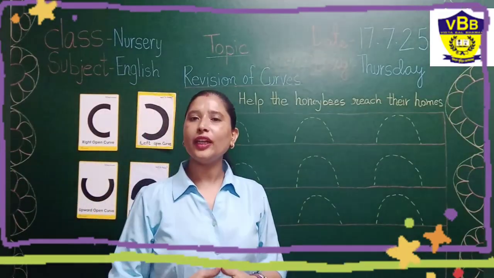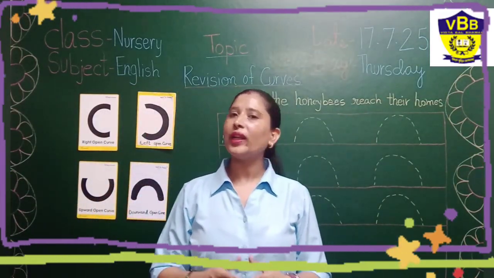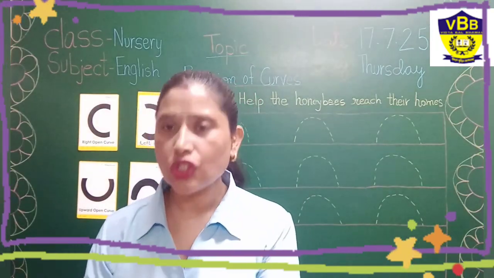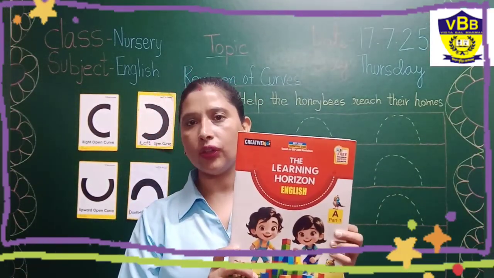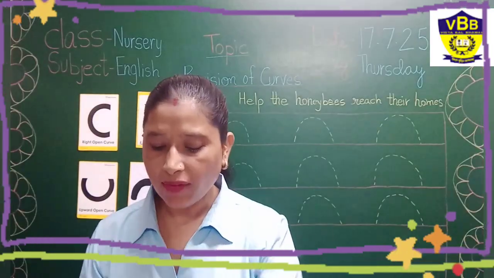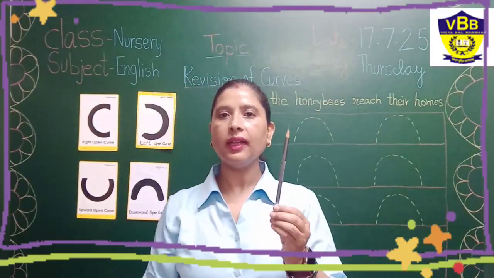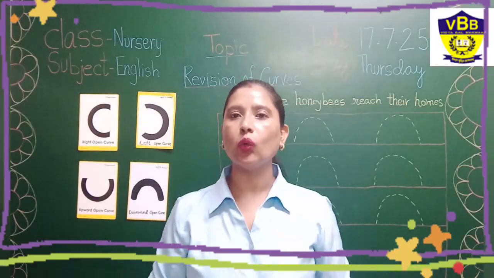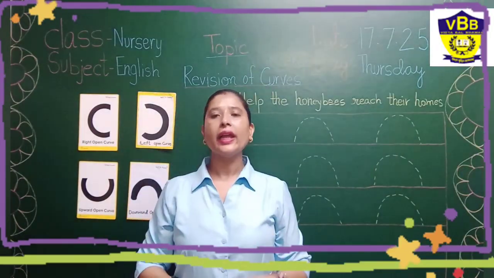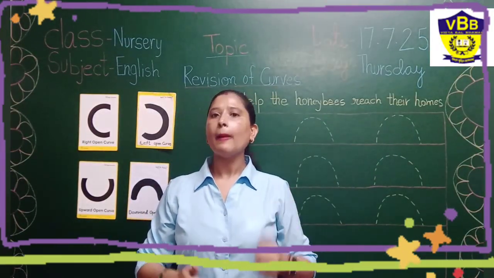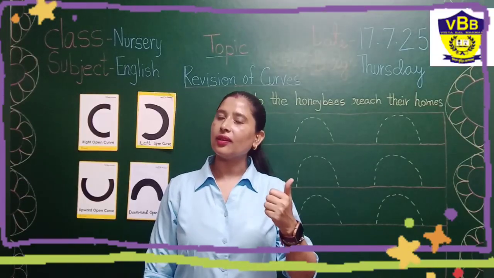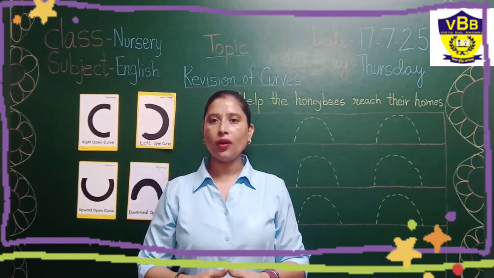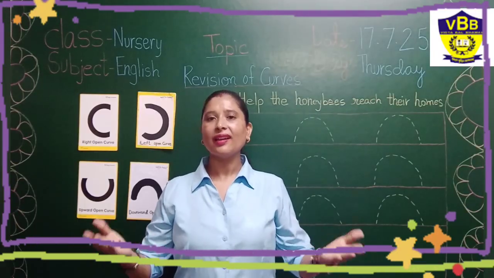So, my little tiny toes, before I start today's class, I request you kindly keep your English part 1 book with you. You also have to keep one pencil and one eraser. So I request all my little tiny toes, be ready with your English part 1 book, pencil and eraser. As you all are ready with all the stuff, let's start today's class.